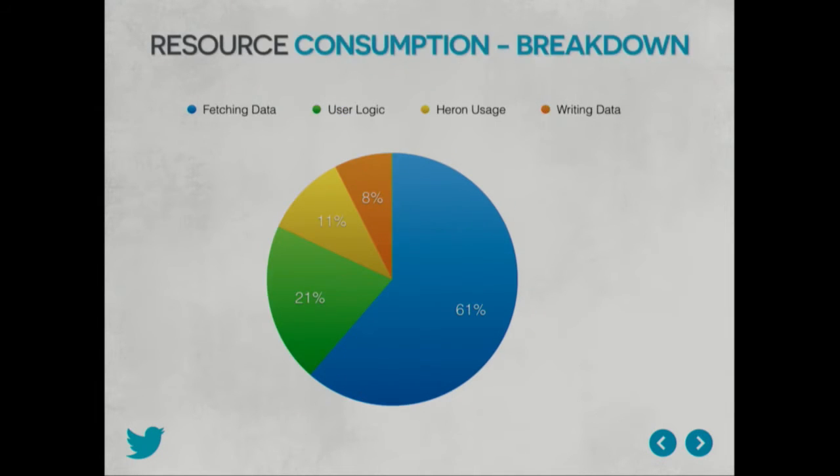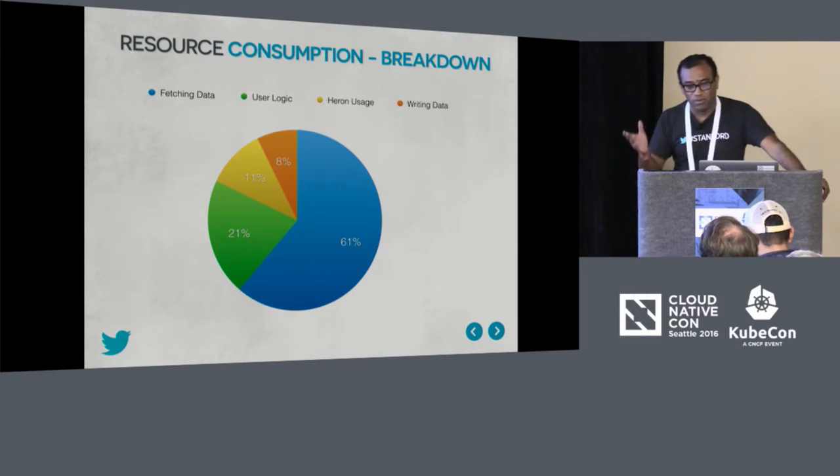And similarly, now we clobber everything into something like fetching data versus user logic versus Heron usage. And the breakdown is, as you can see, the Heron usage is minimal. And one more thing: we recently did some more optimizations on Heron, and our throughput has increased by another 5x, and the latency has dropped by another 50 to 60%. Which means we can even have a higher throughput with a low amount of CPUs.